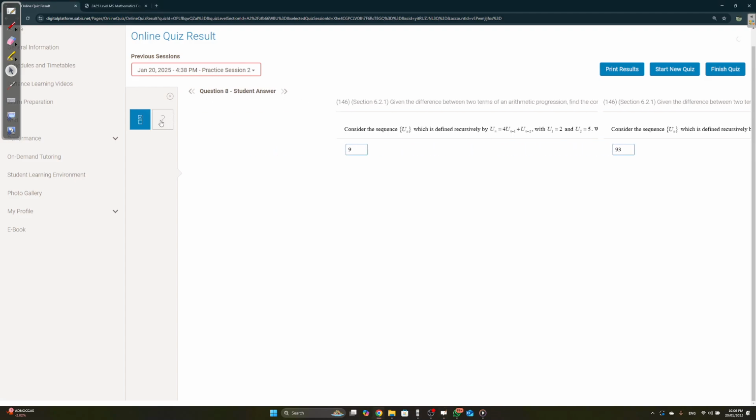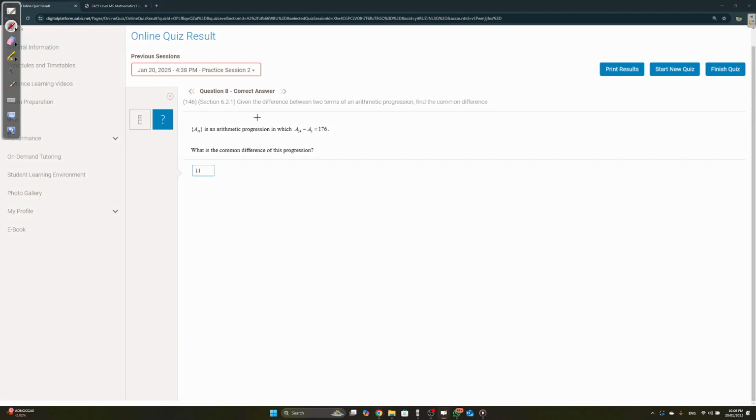Question 8. an is an arithmetic progression which a24 minus a8 equals 176. What is the common difference of this progression? So they gave us an minus am, and they're asking us for the common difference. For all of these questions, you're gonna have to use a formula, but you need to know when do I use which formula. In this case, this looks like the formula an minus am equals n minus m times d, and even they're saying what's the common difference. So let's figure this out.